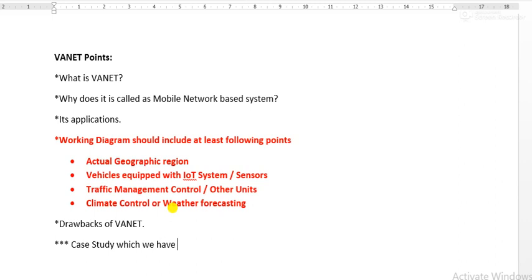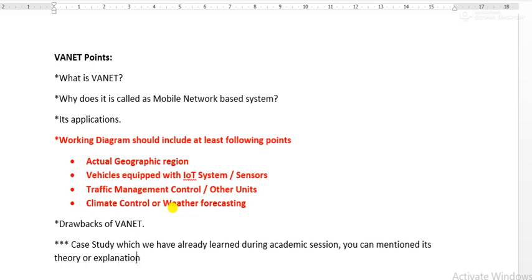Which we have already learned during academic session. Okay, you can mention its theory or explanation here. Okay, that's it. So the case study which we already learned during academic session, you can mention its theory or explanation here. Okay, so again I'm repeating which was the case study.